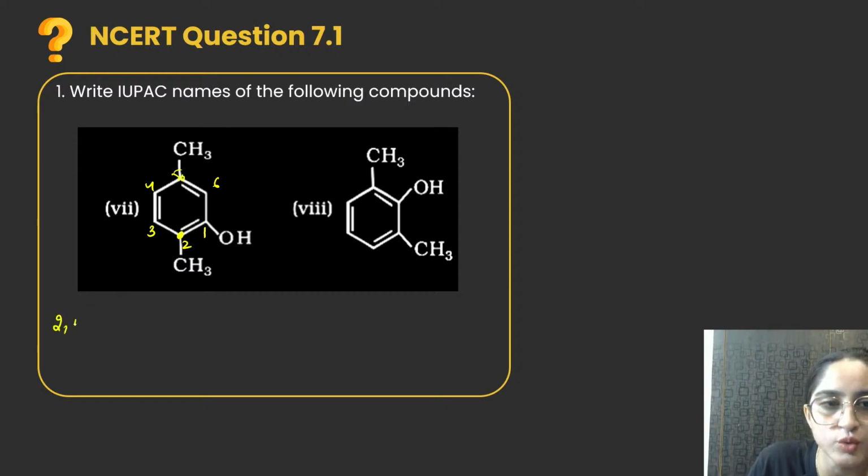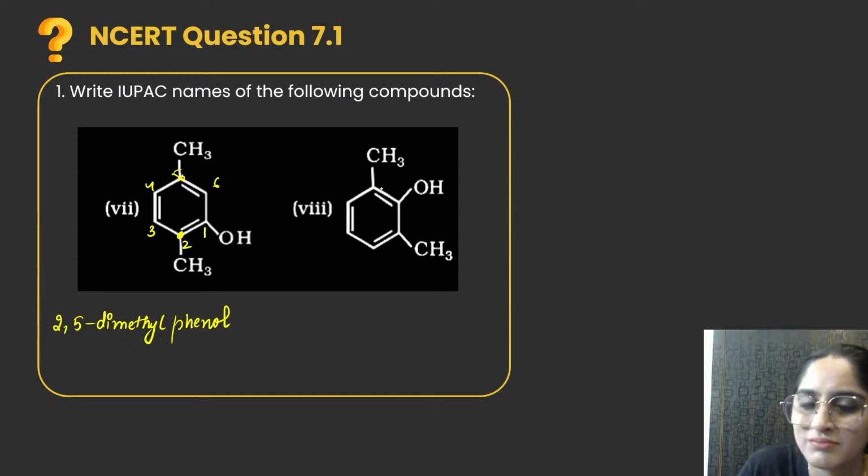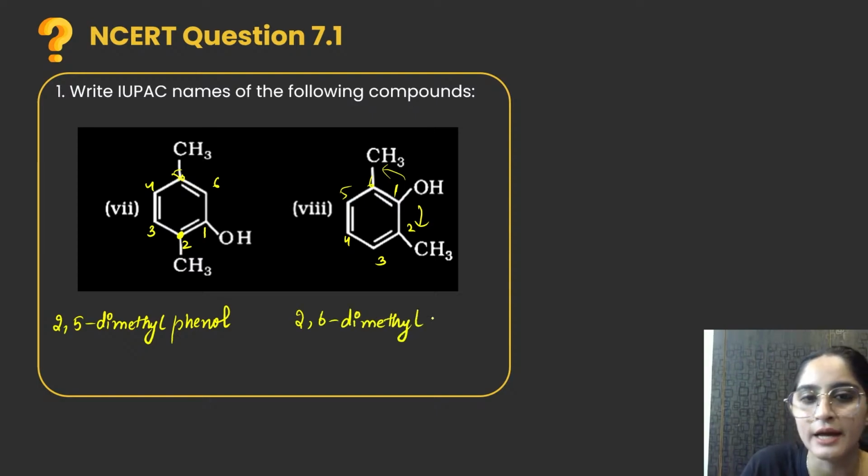So it will be 2,5-dimethyl, and this is your phenol. Again, now here you can start from this side also, that will be the same. 1, 2, 3, 4, 5, 6. It will be 2,6-dimethyl phenol. Okay, 2,6-dimethyl phenol.